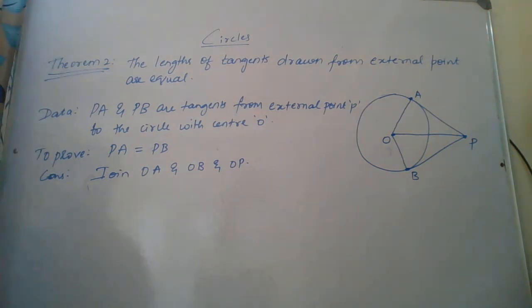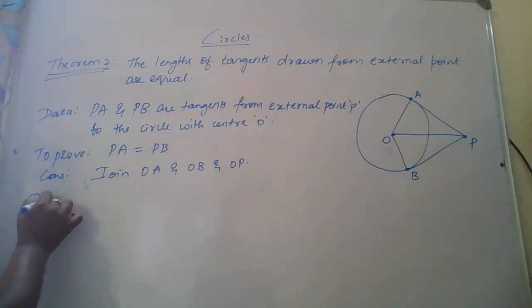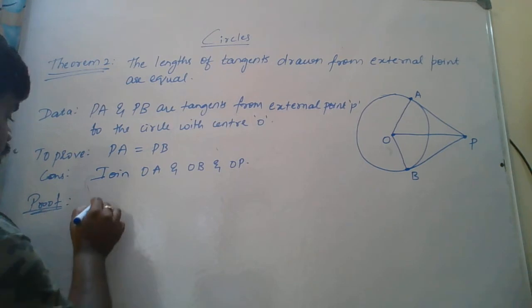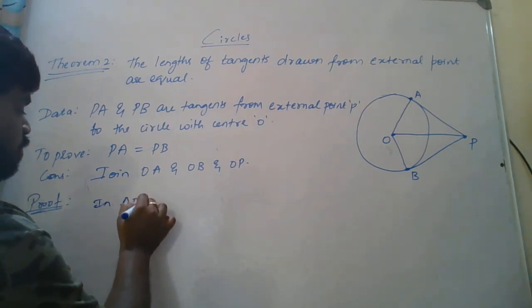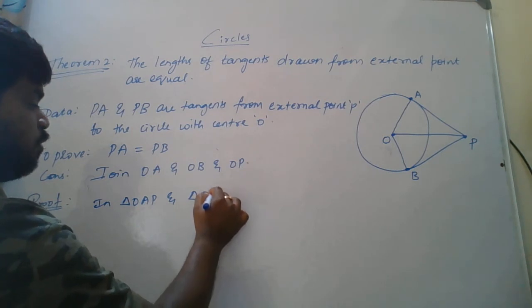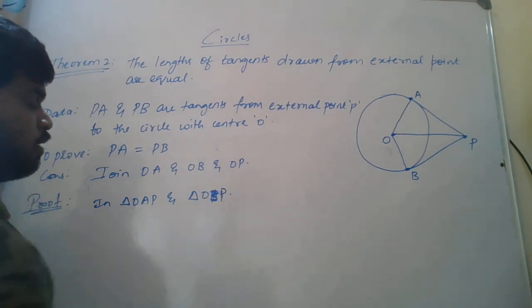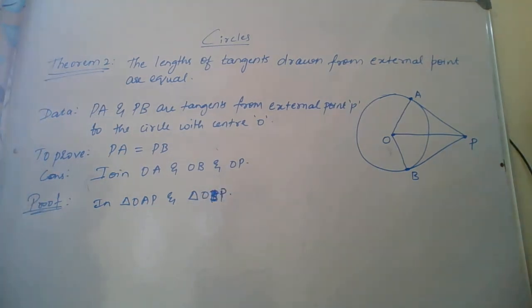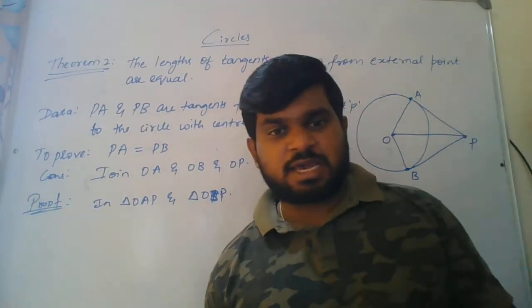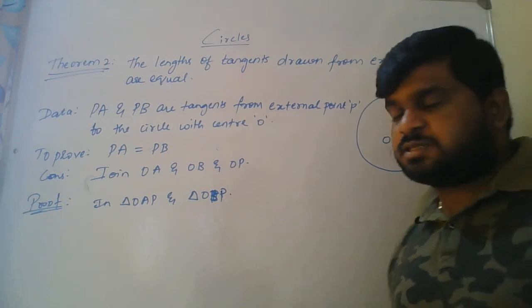Okay. Now let's get to the proof. If you observe, there are two triangles, the upper one and the bottom one, OAP and OBP. In triangles OAP and OBP, I am trying to prove they are congruent. There are postulates, isn't it? SSS, SAS, ASA, RHS.